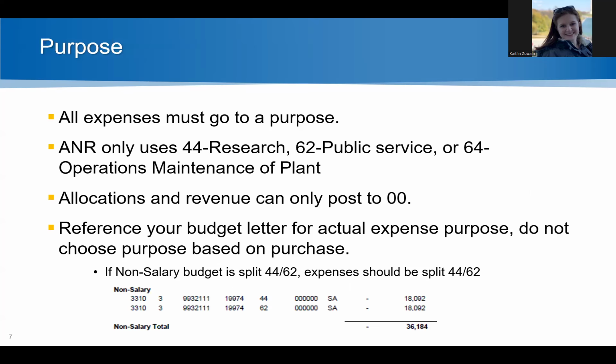So this is talking a bit more about the purpose segment of the chart string. All expenses must go to a purpose. ANR only uses 44, that's for research, 62 for public service, or 64, and that's for operations maintenance of plant. Allocations and revenue can only post to 00. Everything else, all of your expenses must go to a purpose. You'll reference your budget letter for an actual expense purpose, and do not choose the purpose based on the purchase. That is what you'll find in your budget letter.